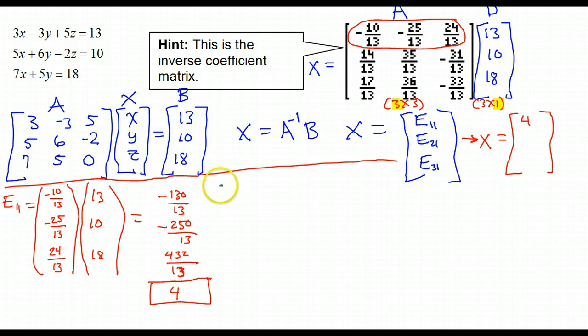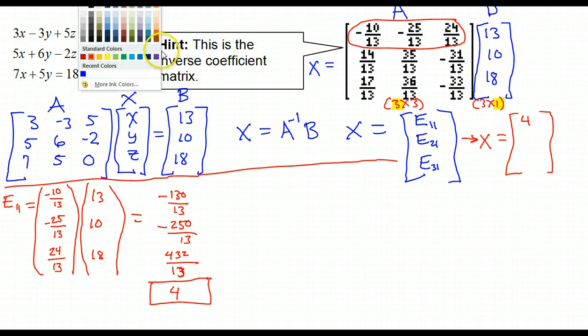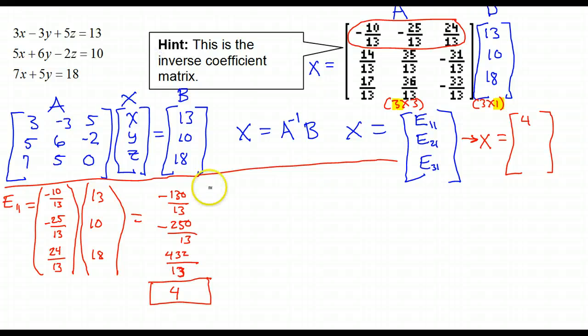Alright, so let's try it again. I think I'll change colors this time, so I don't get mixed up with the other stuff. So now I'm doing element 2, 1. So that means I'm now looking at row 2 and column 1. So here's row 2 that I'm dealing with.